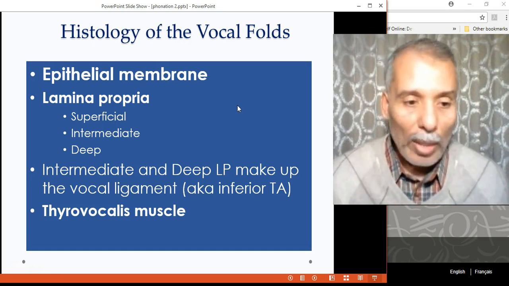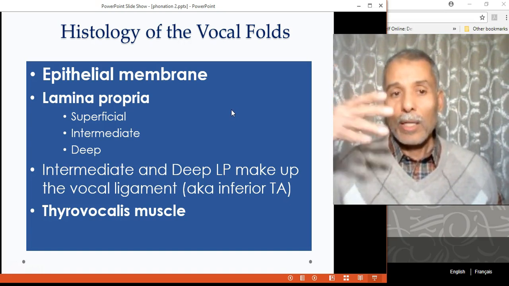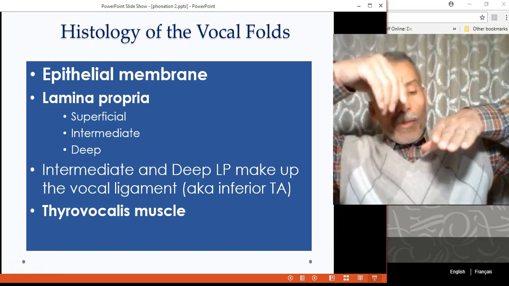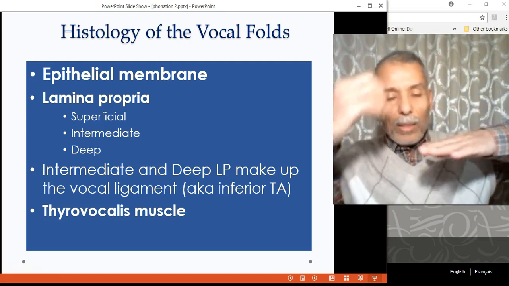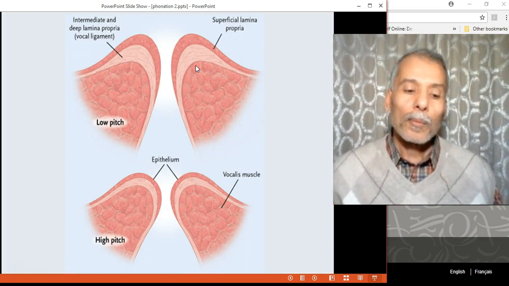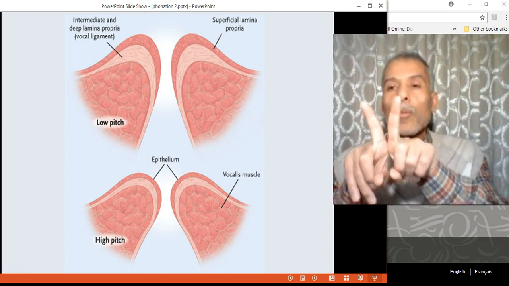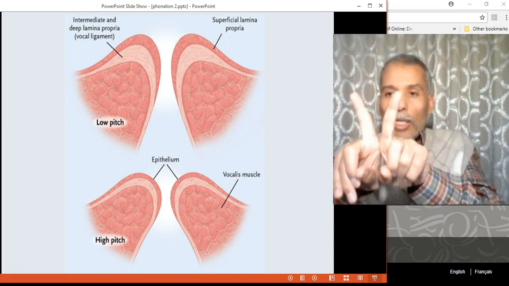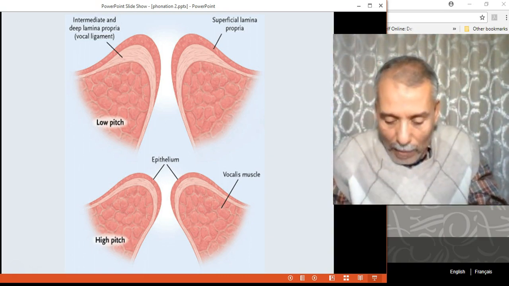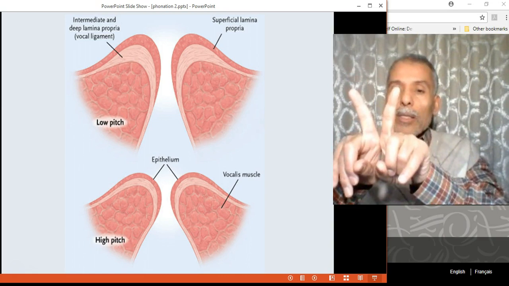So now let's look at the histology of the vocal folds. Histology is tissue analysis. We have a vocal fold and we dissect through it and open and see the layers, layer after layer. So the vocal folds are positioned like this. You see it, like when you look at them from a superior view or from an inferior view, you see them like this.